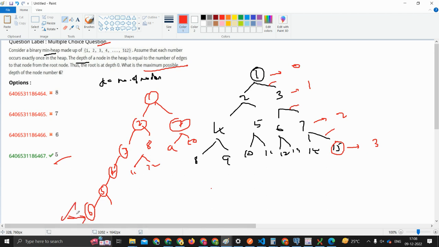Five is only possible when you have the root node at zero depth. So we have zero depth at one, one depth at two, two depth at three, and so on till the sixth node. Whenever we are at the sixth node, we have the depth as five. So five is the correct answer. In that case, it is okay.